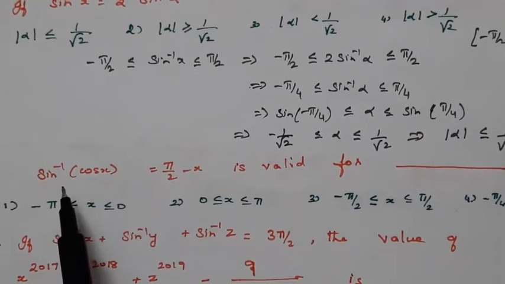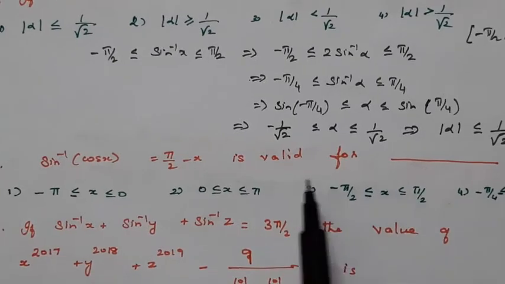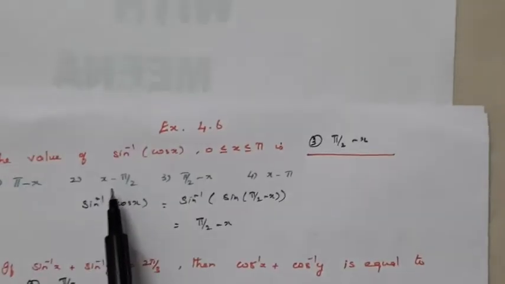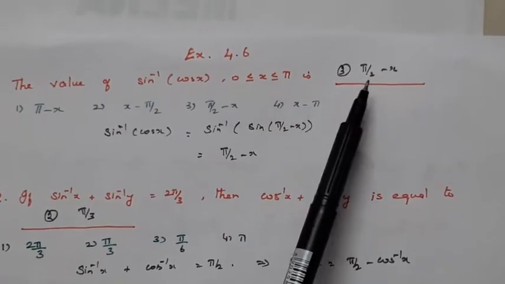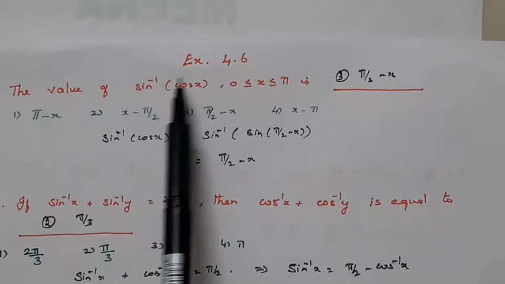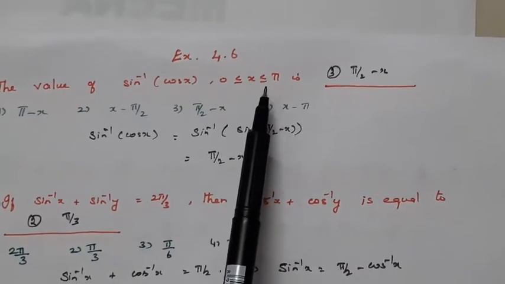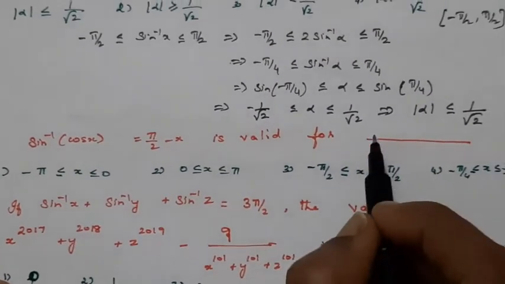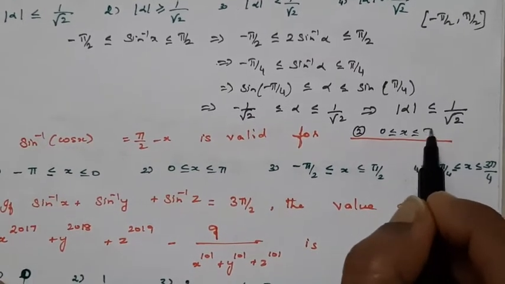Then fifth one, sin inverse of cos x is equal to pi by 2 minus x is valid for dash. See, this is nothing but another version of the first question. What is the first question? The value of sin inverse of cos x when x lies between 0 to pi is pi by 2 minus x. So if it is pi by 2 minus x, what would be the validity for x? It means it lies between 0 to pi. Is there any option? Here it is the second option. So the answer is 0 less than or equal to x less than or equal to pi.